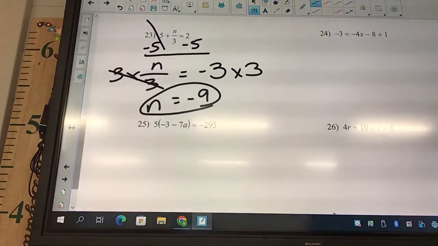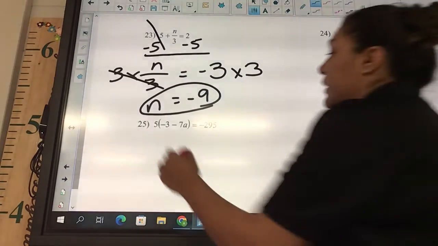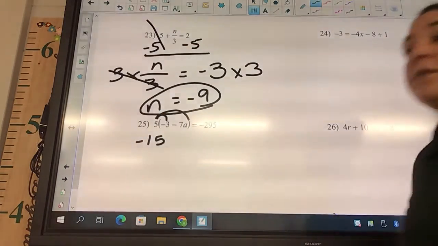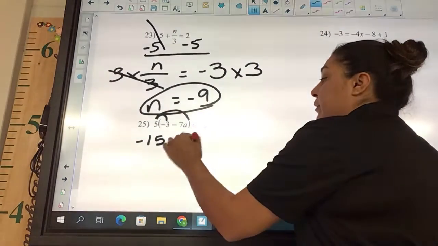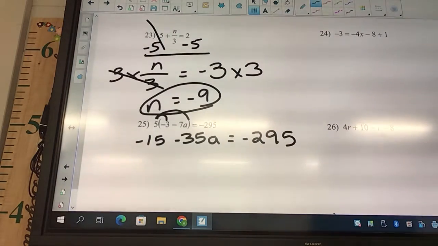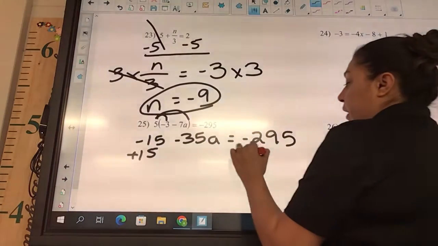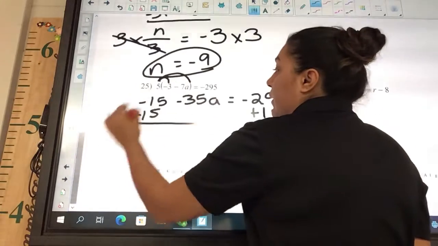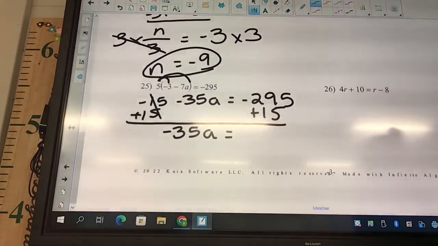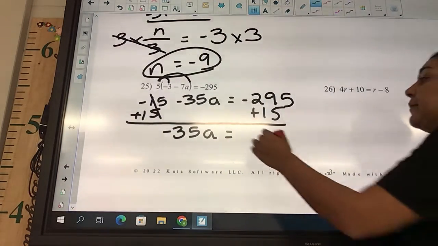Okay, 25, what needs done first? The parentheses. So we got 5 times -3, it's going to be -15. 5 times -7, it's going to be -35a equals -295. Okay, what needs done first? Add 15. Add 15. So I got -35a equals, what is -295 plus 15? -280.